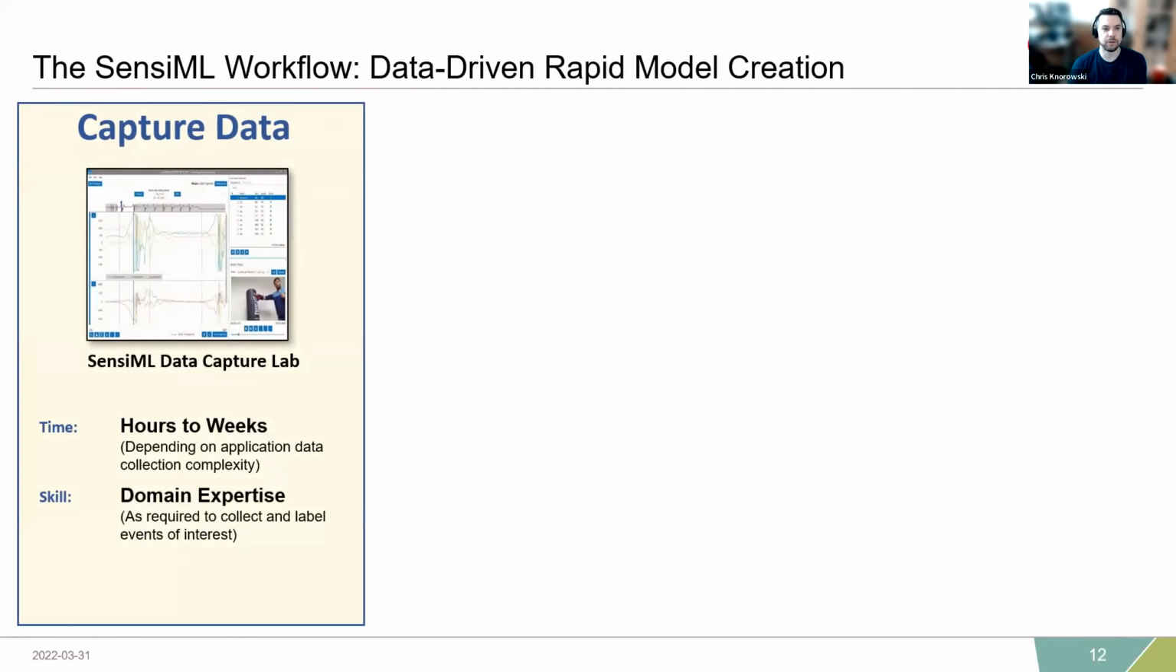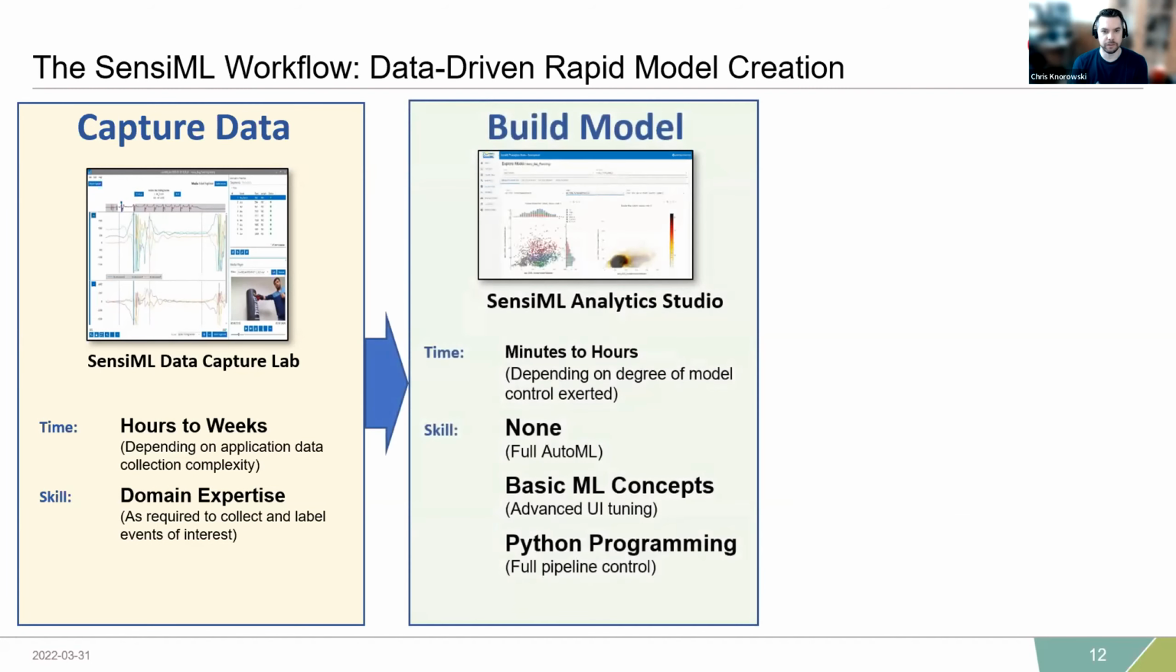The SensiML workflow consists of a Data Capture Lab, which is for collecting and annotating sensor data, which is key to building really good machine learning models, especially when you don't have data sets readily available that you can use to train your models against. The next step is the Analytics Studio, which helps you to build models from that sensor data. Once you have collected sensor data and annotated it, you can go into the Analytics Studio, where you can select from a variety of different machine learning algorithms and feature extractors to build a machine learning pipeline.